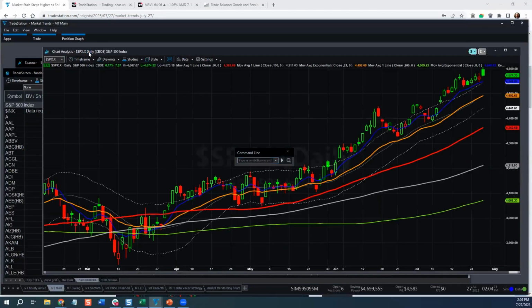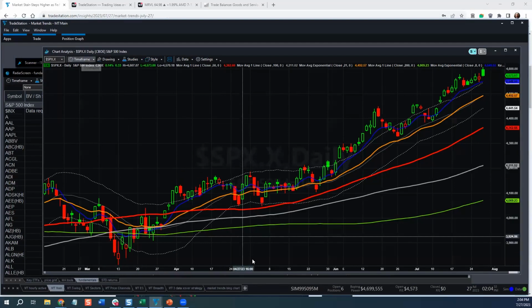SPX.X. And when we look at this here, it made a new 52-week high today. We're above the Bollinger Bands, but at this point, there's really no negative signals in any clear way. There's a few things that happen on an intraday basis that I'll just quickly show you.